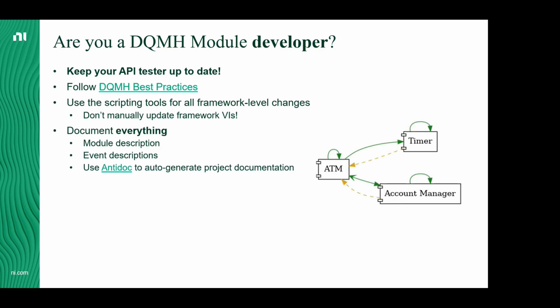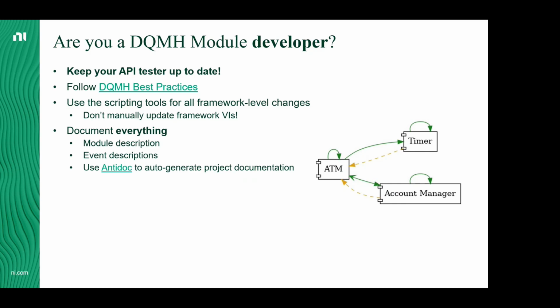Make sure you document everything. Did y'all notice that in my demo, even though it was a demo, I was typing descriptions for my module and for my requests and for my events? Because it's a habit and it's because it makes things easier for yourself and others as they encounter your code. There is a tool called Antidoc, which is amazing at generating project documentation. If you type in those descriptions when you create the module and when you create the events like I did, you will never have to type another sentence of documentation for a DQMH-based project again.